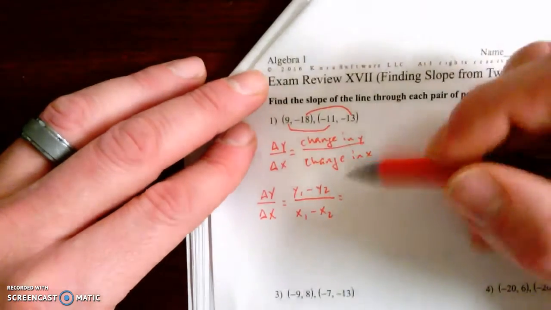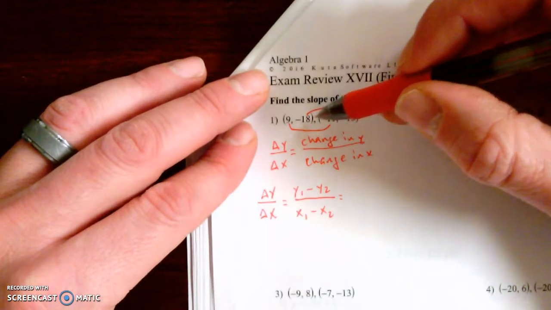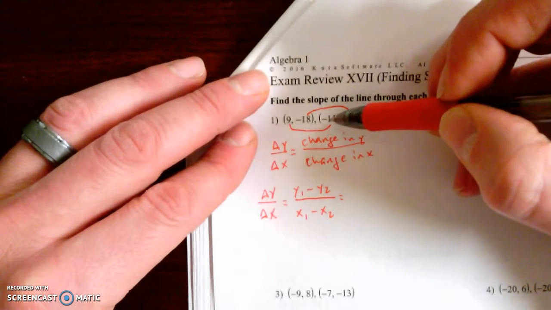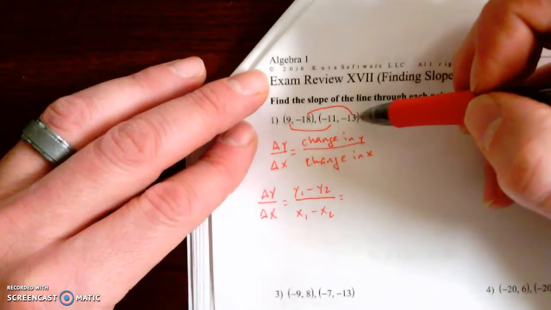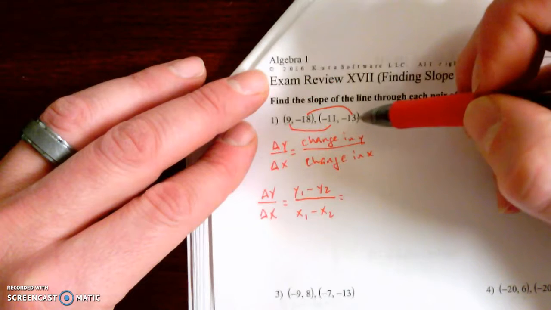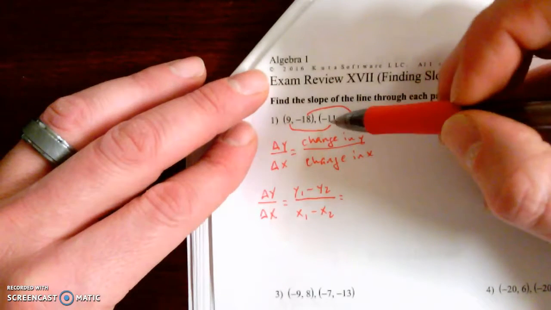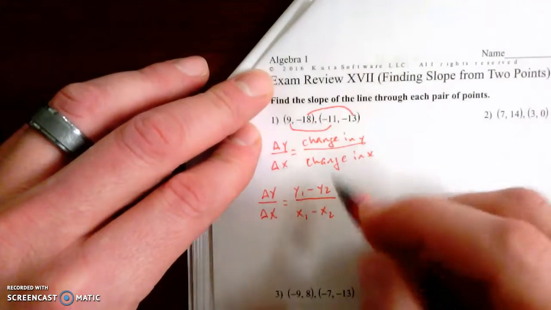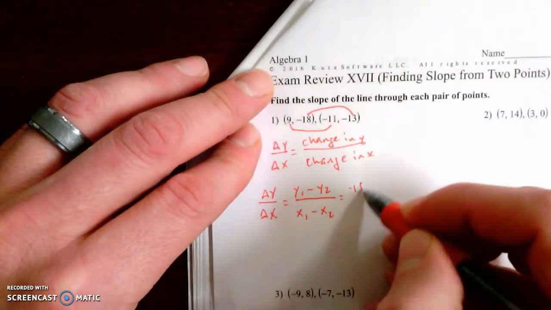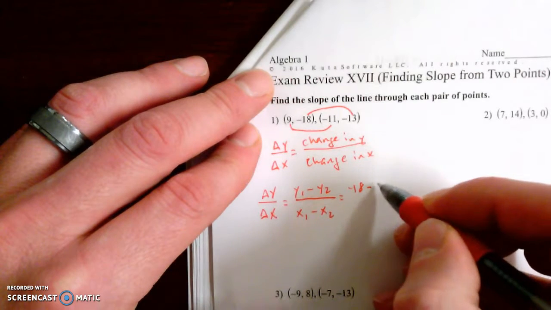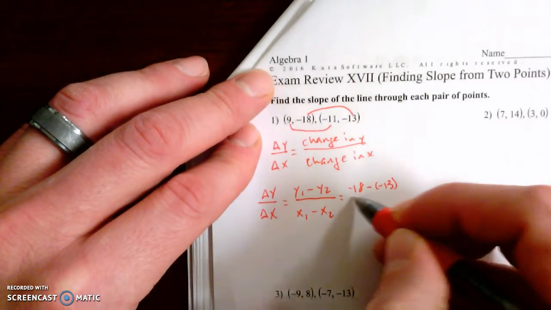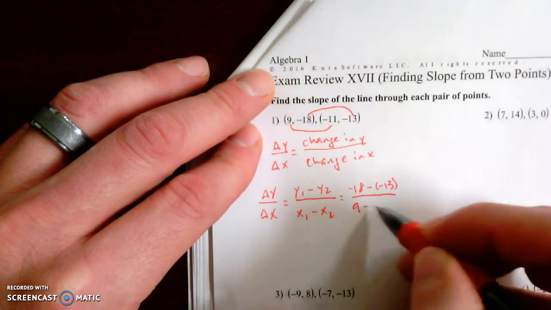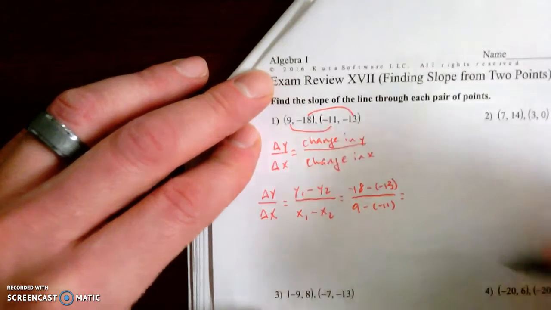All that really matters is that when you're subtracting your x coordinates and you're subtracting your y coordinates, you do it in the same order. So if I go 9 minus negative 11, I have to go 18 minus negative 13. On the other hand, if I went negative 13 minus negative 18, I'd have to go negative 11 minus 9. Just the direction matters. So for this one, let's go negative 18 minus negative 13. And on the bottom, we'll have 9 minus negative 11.